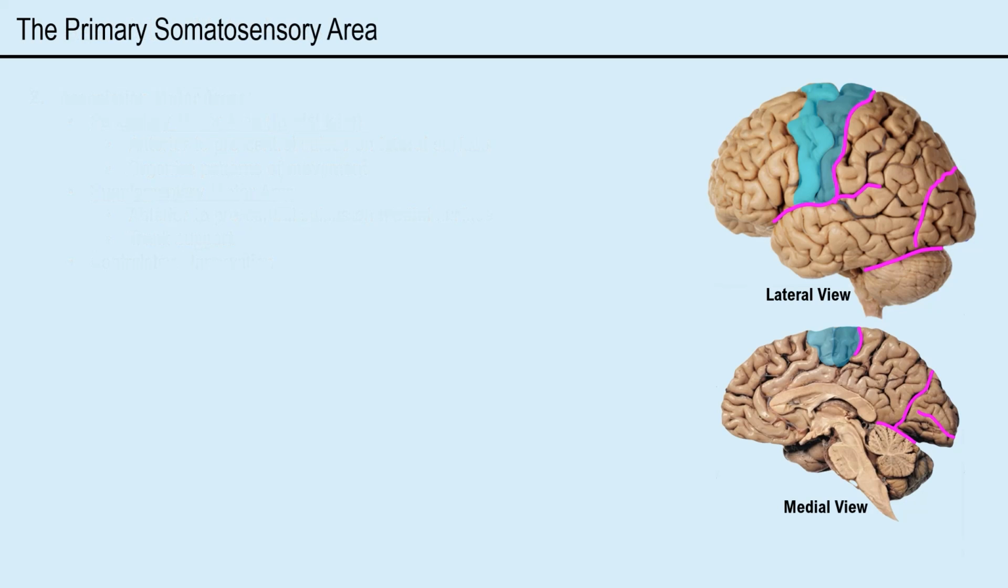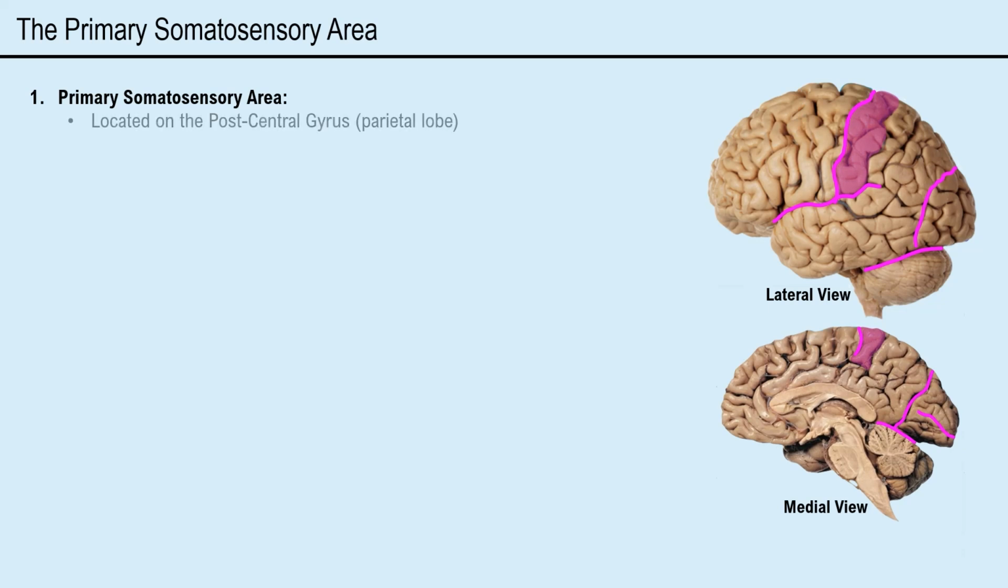We've done primary and association motor areas. Now let's have a look at general sensory or somatosensory areas, beginning with the primary somatosensory area. This can be found on the postcentral gyrus within the parietal lobe. This is the region where major sensory pathways terminate, whether that be from the body, such as the spinothalamic or DCML, or from the face, as the trigeminothalamic pathway.